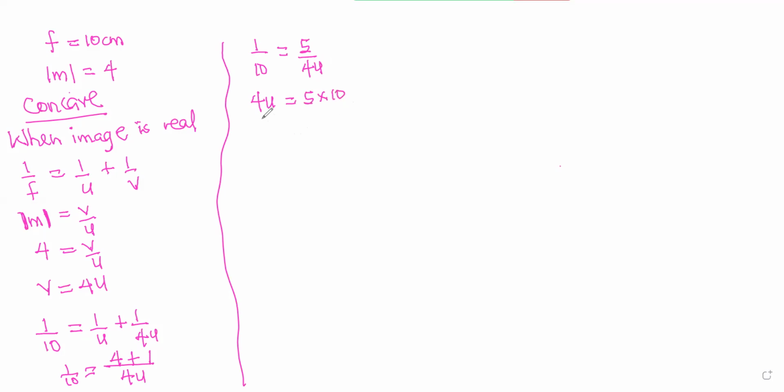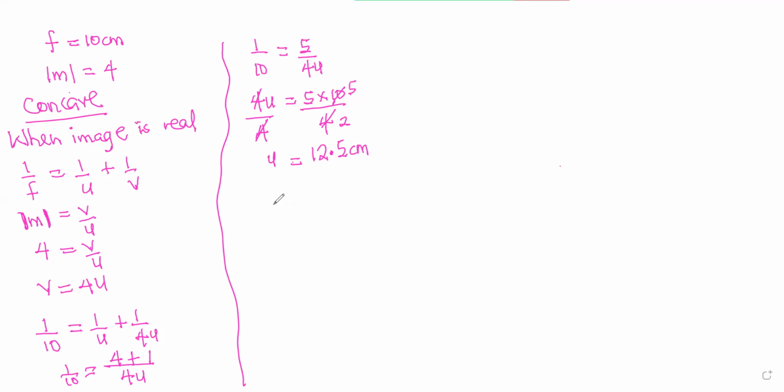I'm not rushing to multiply. 4 will go into this 5. 4 will go into... 2 will go into 10, 5. 2 will go into this 2. So I have U giving us 25/2. And class, what is 25 divided by 2? 12.5. This is 12.5 centimeter. Let's see if this value will give us a real image, which is magnified.